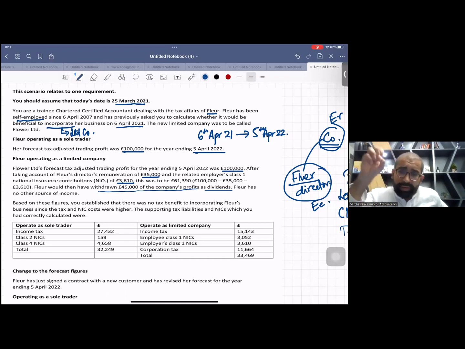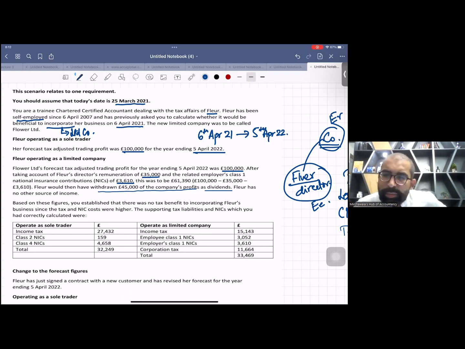Now, whatever dividend Fleur is extracting from the company, dividend is never an allowed expense for the company. I hope you know this. But yes, for Fleur as an individual, dividend is a taxable income. As an individual, you have to pay tax on dividend, and you know the rules.